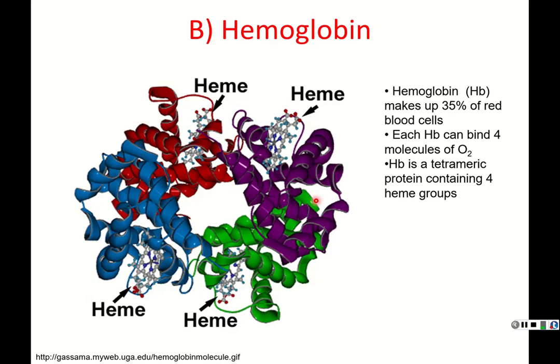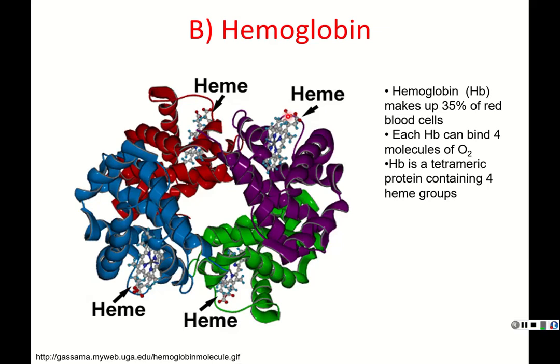What hemoglobin is, it's a protein that has 4 copies of itself stuck together in a complex. Each of these different colored ribbon structures is essentially the same sequence. There are alpha and beta subunits. 2 of them are identical and 2 of them are identical, and then they're slightly different from each other. But you can just think of it as 4 copies bound together in what's known as a tetramer, a 4-protein complex.